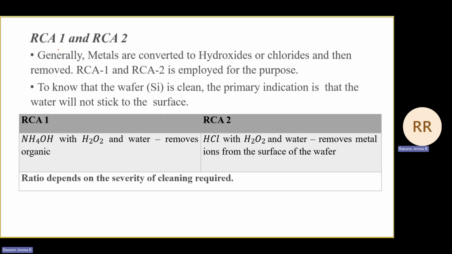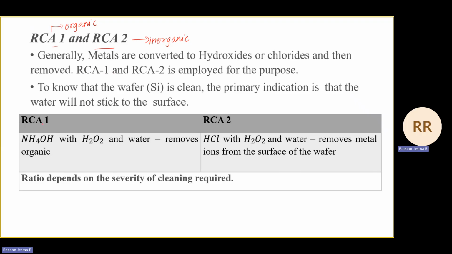So next is RCA cleaning. There are two types of RCA cleaning, RCA1 and RCA2. RCA1 is used to remove organic contaminants, and RCA2 is used to remove inorganic contaminants. Both of them are done sequentially. First we do RCA1 cleaning, and then we do RCA2 cleaning. What happens is that metals are converted to hydroxides or chlorides, and then they are removed.